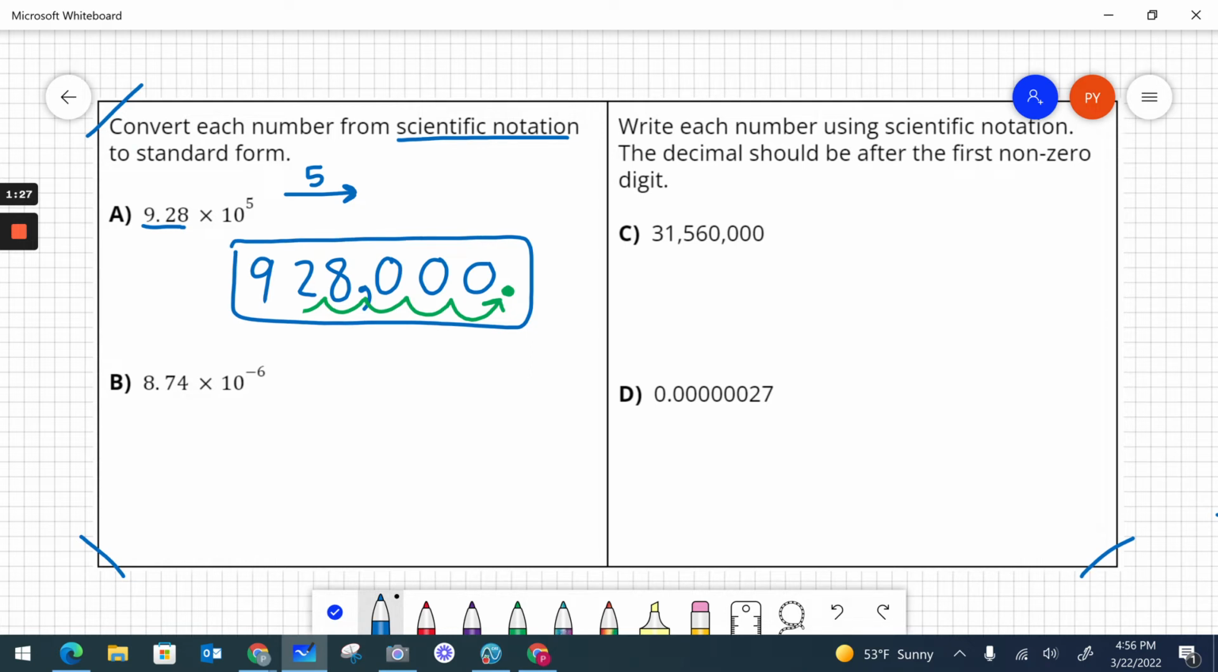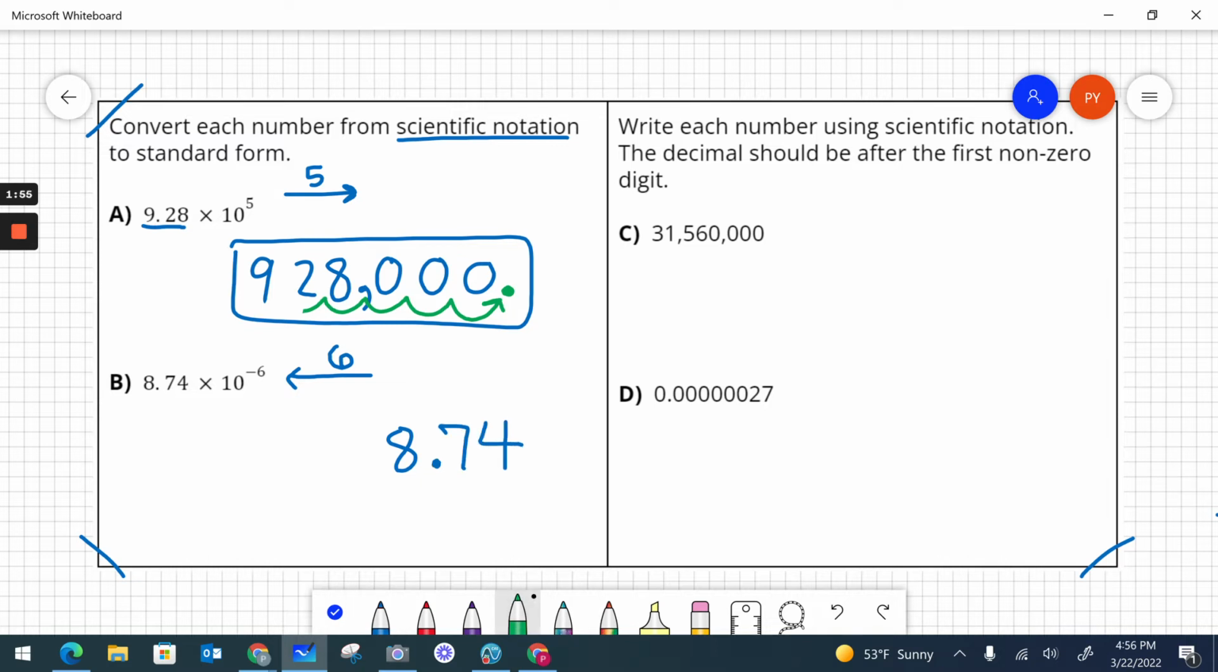Looking at example B, we have 8.74 times 10 to the negative sixth power. So that's like dividing it by 10 6 times. So it's going to get smaller, and we're going to move the decimal 6 spaces to the left. So start by writing 8.74. I'm going to write it out here on the right, so I can have space to move the decimal left.